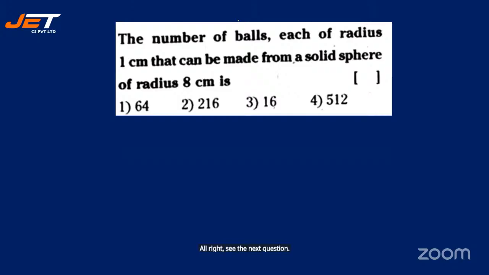The number of balls, each of radius 1 centimeter, that can be made from a solid sphere of radius 8 centimeter is dash. So quickly do this and give me the answer, students. The number of balls, each of radius 1 centimeter, that can be made from a solid sphere of radius 8 centimeters is dash.